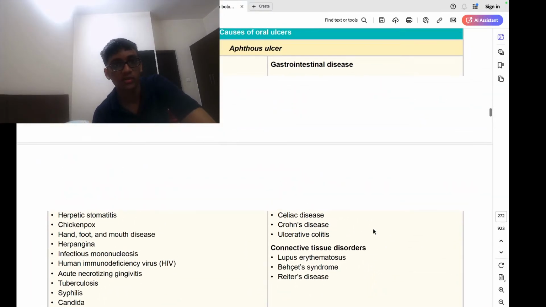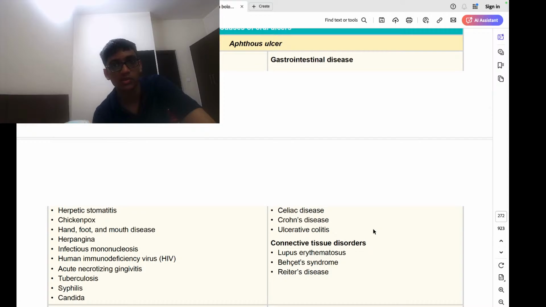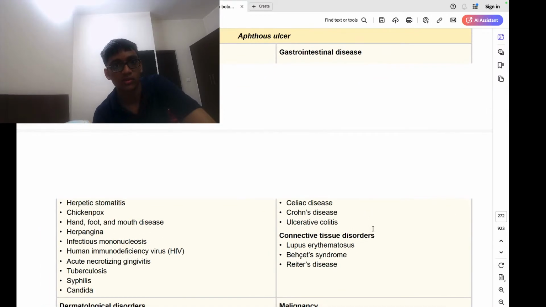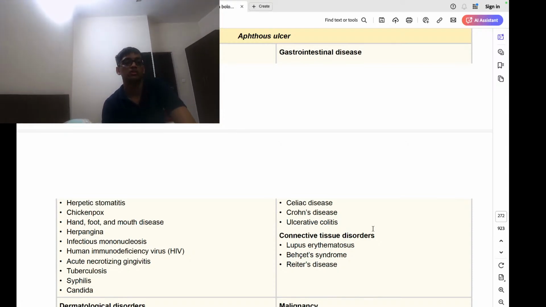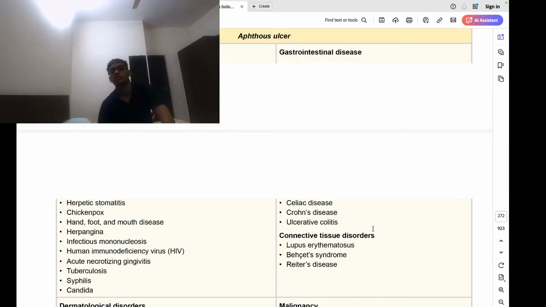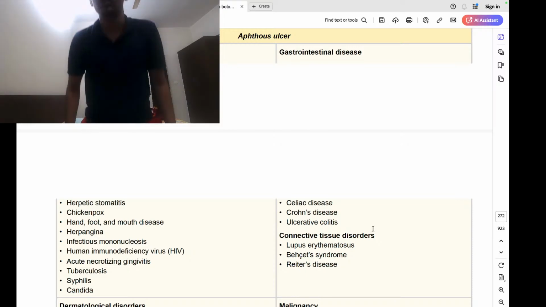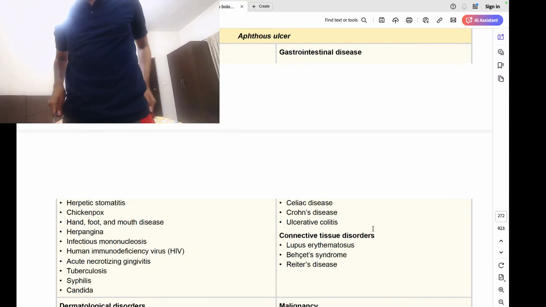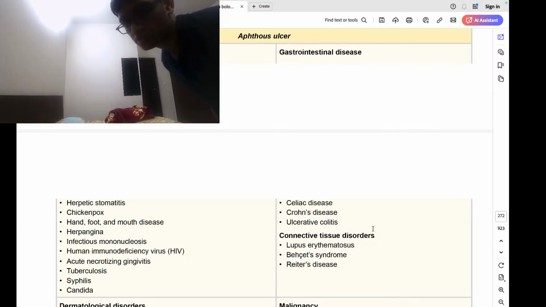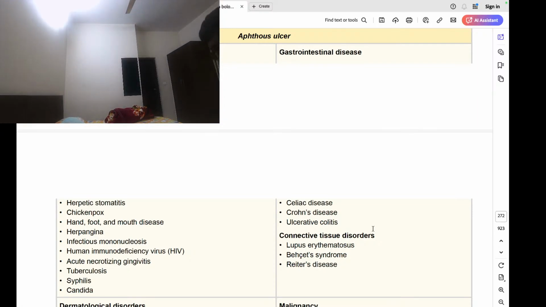Okay, then aphthous ulcer, you have various causes. Oral ulcer infections: you have herpetic stomatitis, chickenpox, and hand, foot and mouth disease, herpangina, infectious mononucleosis, HIV, acute necrotizing ulcerative gingivitis, tuberculosis, syphilis, candida. For gastrointestinal disease, you have celiac disease, Crohn's disease, ulcerative colitis. Connective tissue disorders also, which is lupus erythematosus, and you have Behcet syndrome and Reiter's disease.